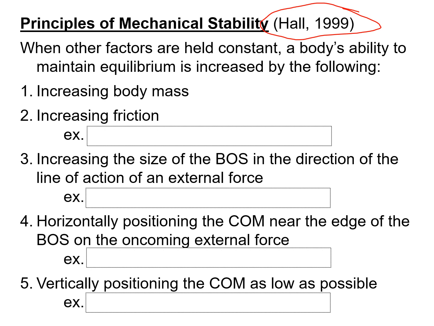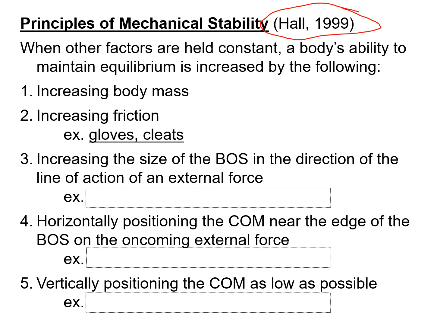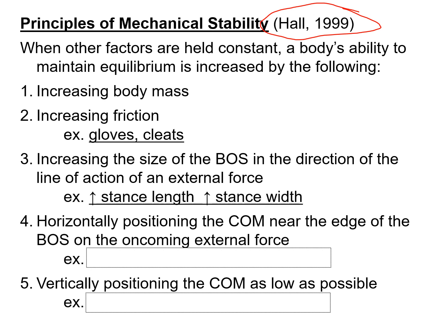But when other factors are held constant, a body's ability to maintain equilibrium is increased by a few of the following. An increase in body mass. It's very tough to do, but you can do that. We can increase friction with either gloves or cleats. We can increase the size of the base of support in the direction of the line of action of an external force. So we may increase our stance length or stance width. Think about this as if you've ever been out on a very windy day, you may develop a little bit of stance because the wind may be blowing you in one direction or the other.